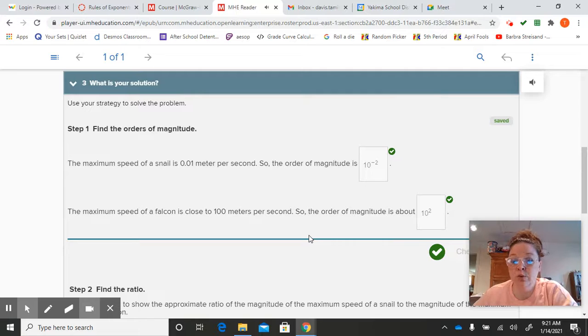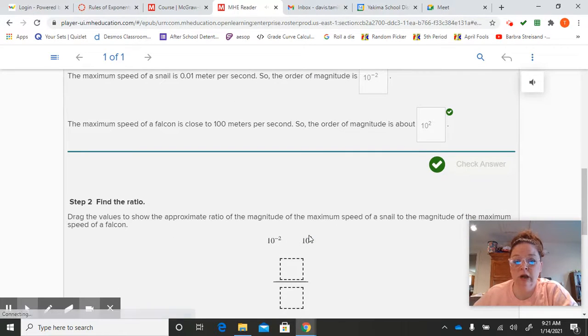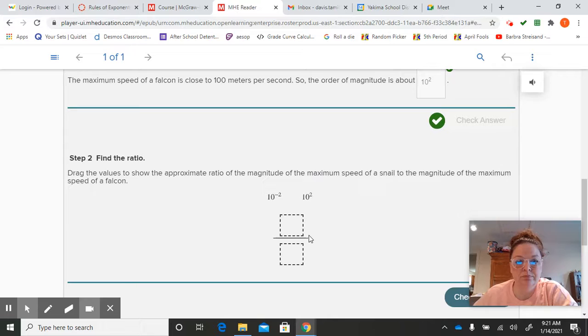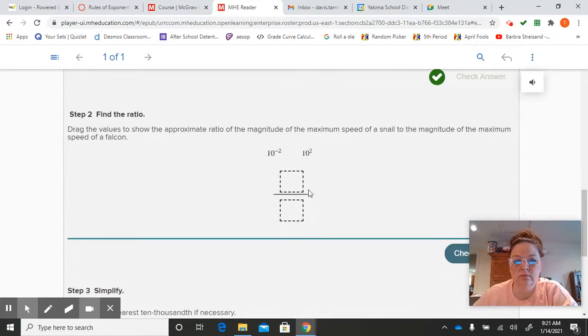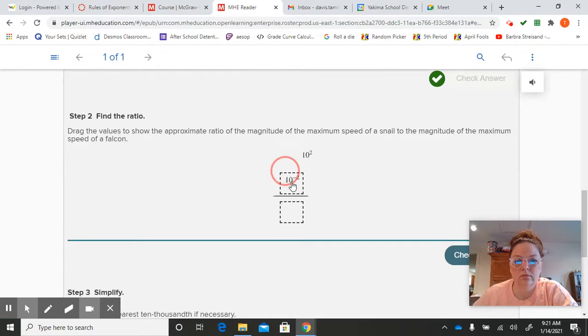Now we're going to put them into a ratio to see how big the difference is between the two. We're comparing the speed of the snail to the speed of the falcon. So the snail goes on top and the falcon goes on bottom.